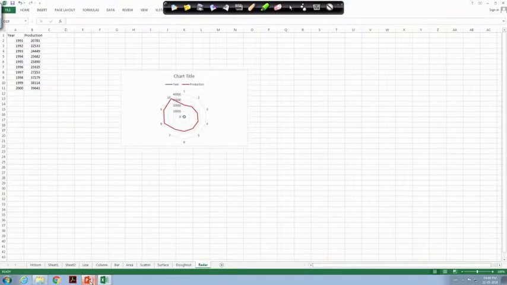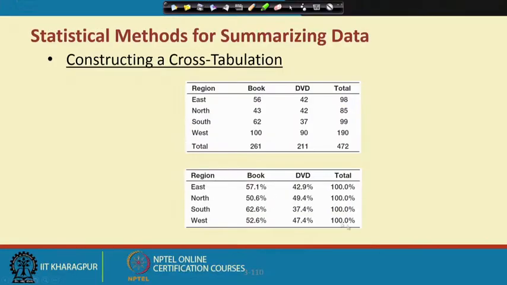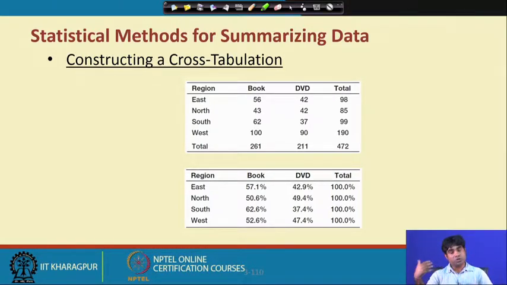Now, for a better understanding, we have to go through different levels of structuring. One such mechanism is called cross-tabulation. For example, here there is region-wise information with respect to three different products: book, DVD, and something like CD.